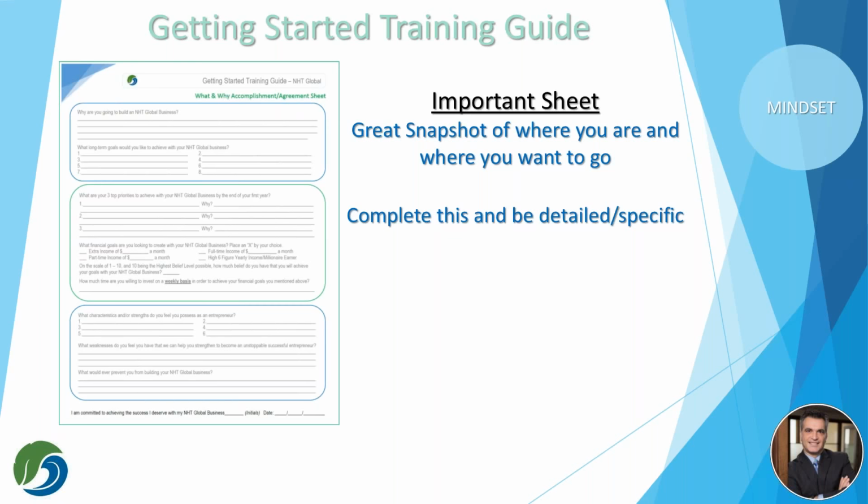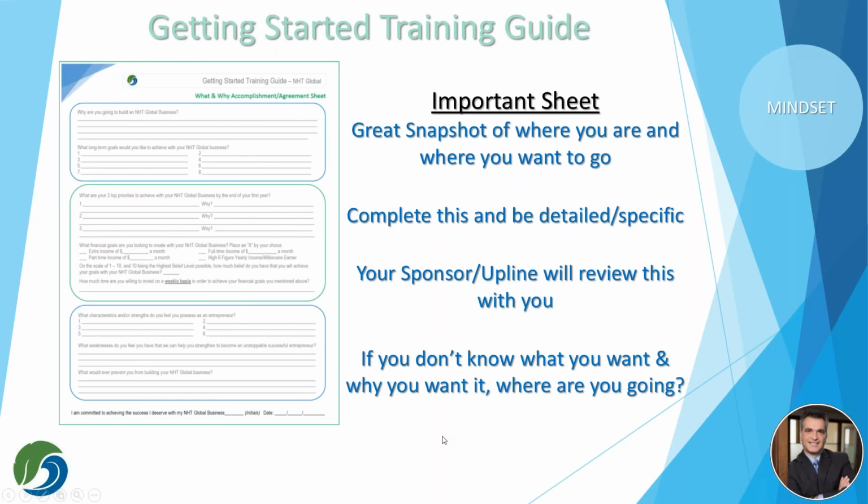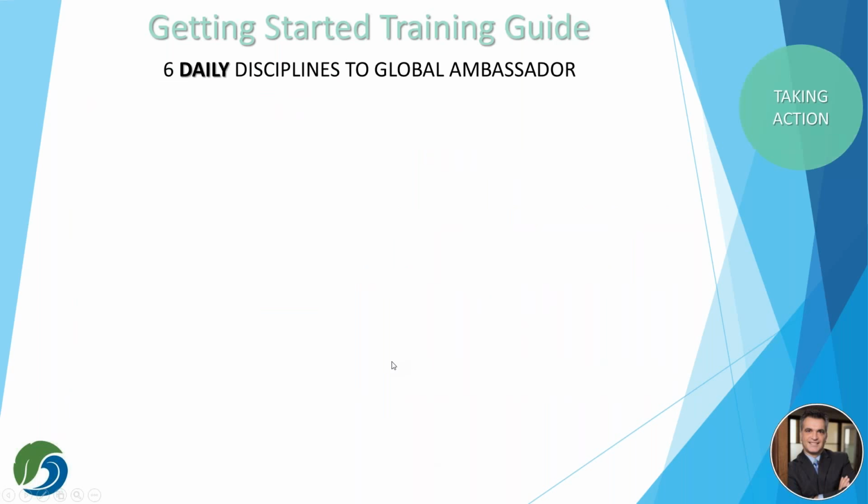We all know that you can't arrive at your destination if you don't have a roadmap to get there. This is your roadmap. So this sheet is very important for you to complete and to go over with your sponsor within the first 48 hours if possible. The reason why we created this is that if you don't know what you want and why you want it, where are you really going? So it's a way for us to help channel you and help you in getting where you want to go with this business.